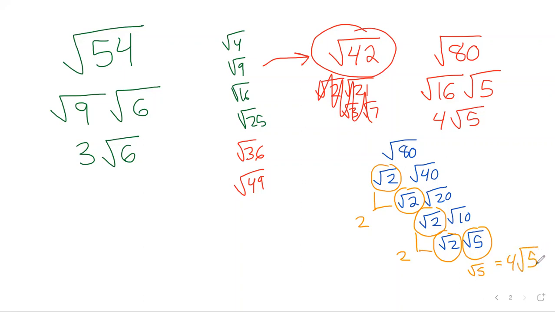But again, we'll point out how much quicker it is if we can see the first time around the biggest perfect square that goes into the number we're starting from. If we can see that 16 is the biggest perfect square that goes into 80, we're done in one step instead of, I don't know, 6 or 7. So that's simplifying radicals with positive numbers.